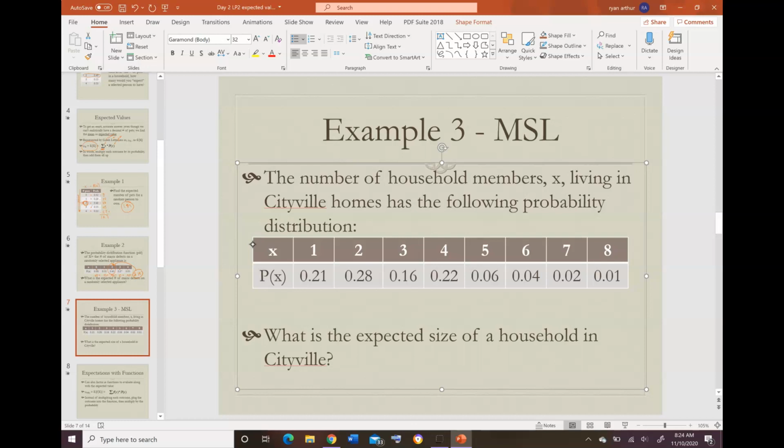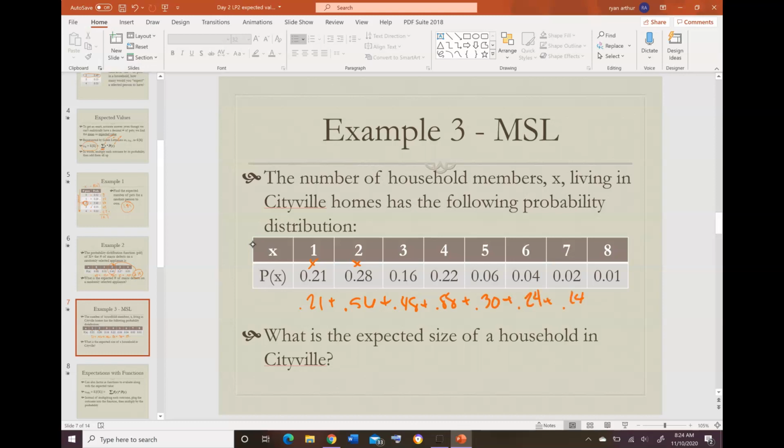So we're just going to sit here and multiply our random variable times our probability, and in the end, we're going to add it all up, okay. That's 0.56. 3 times 0.16 is 0.48. That's 0.88. 0.30, 0.24, 0.14. My handwriting is getting a little sloppy as I get down the road. Let's see, we're going to say plus 0.14 plus 0.08. Then we're going to add all these up.